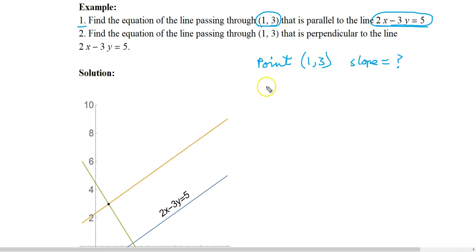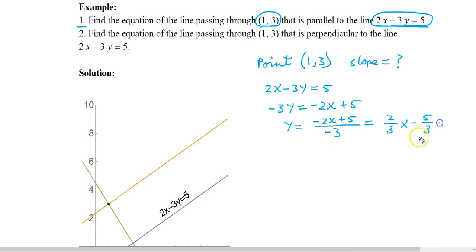So if we take this equation, and we put it into slope-intercept form, so there we have it in slope-intercept form now.